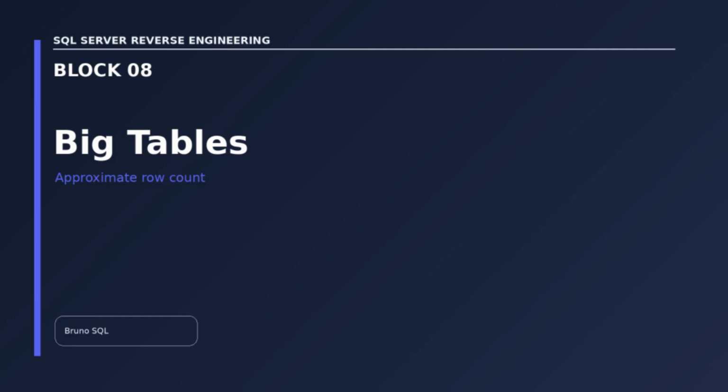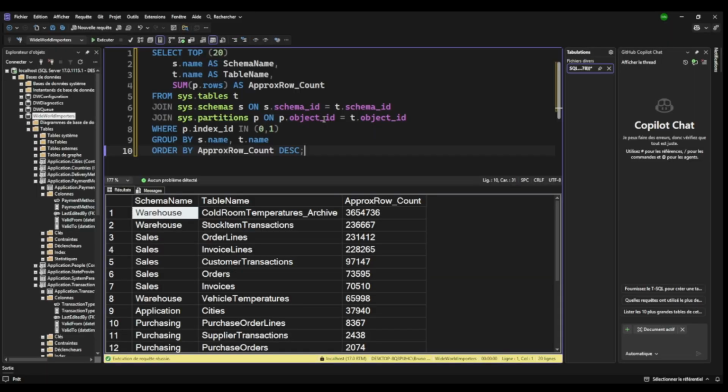Now, let's look at the volume. But where is the data? Because in a real system, not all tables matter equally. The biggest tables usually contain transactions, events, logs, or history. And those are critical, not only for understanding the model, but also for understanding where performance issues will appear. One quick note, this is an approximation, but for an audit, it's more than enough to prioritize. So here we can see it's usually order lines, invoices, archive tables, transaction tables.